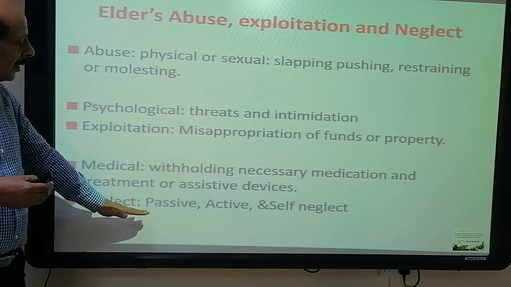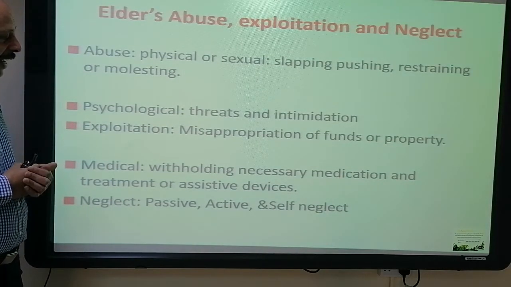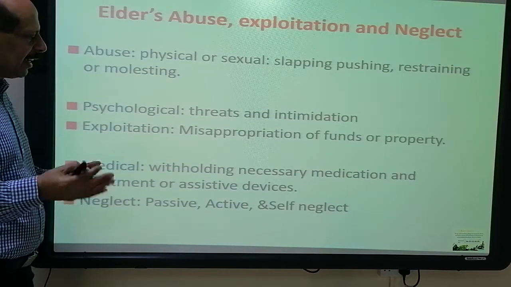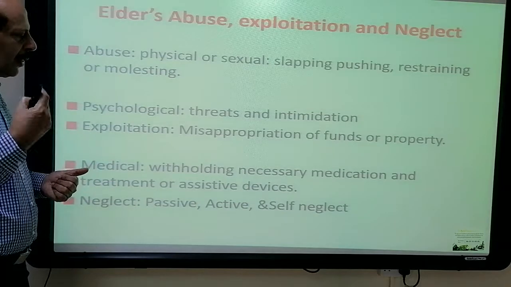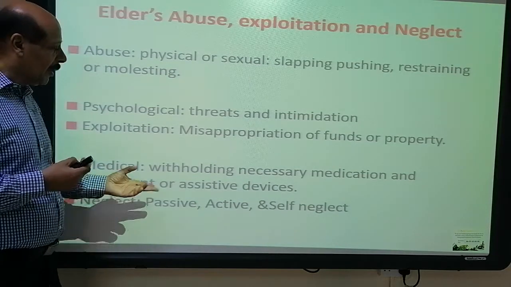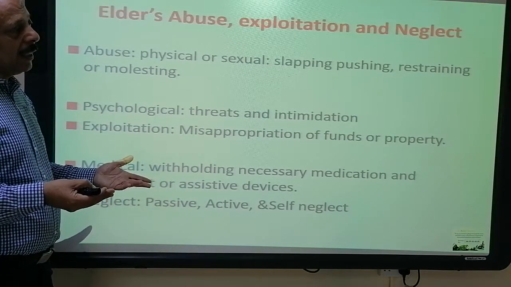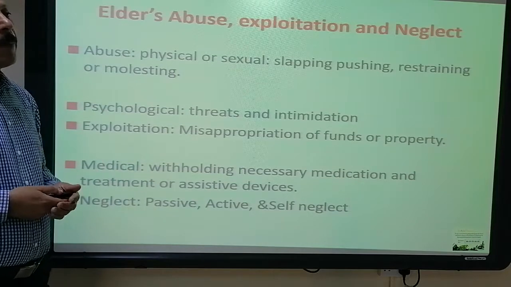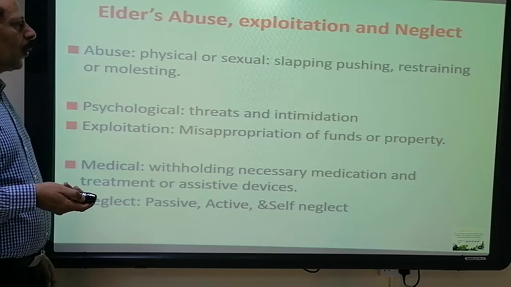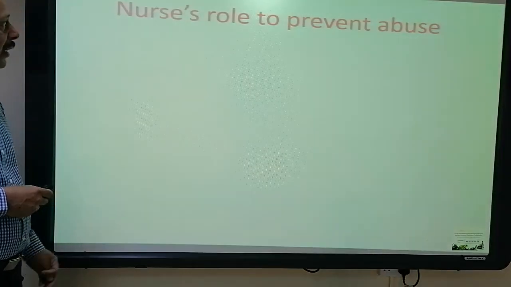Negligence also might be passive, active, or self-negligence. Sometimes the clients themselves are neglecting themselves, they are not taking care of themselves, even though they are able to take care of themselves. It might also be active, where the caregivers are not giving the care to their client or their relative.